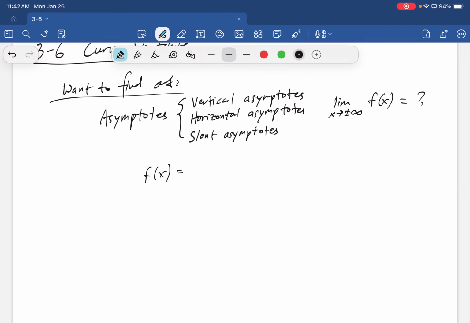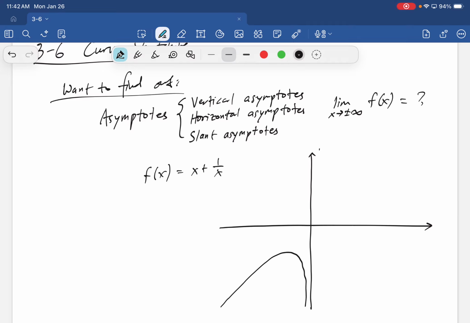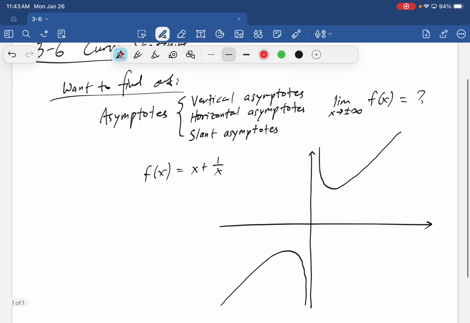If we had the function f of x equals x plus 1 over x, actually the graph is going to look something like this. It looks like this. Okay, and we say that it has a slant asymptote because as x approaches infinity, it doesn't approach a horizontal line, but actually a slant line. And what is this line? That's the line y equals x, right?